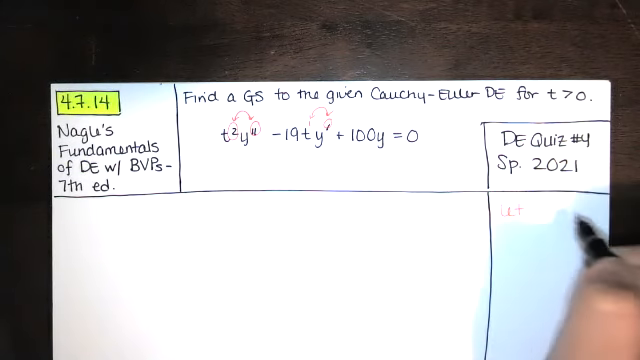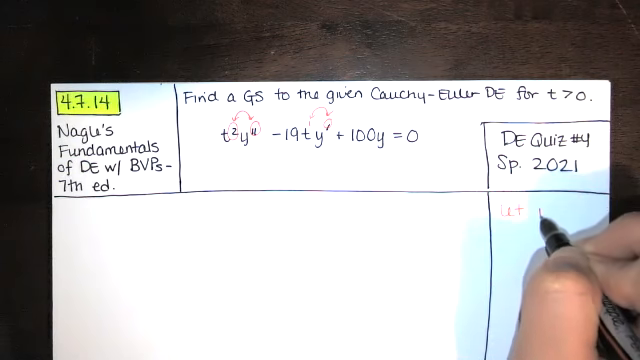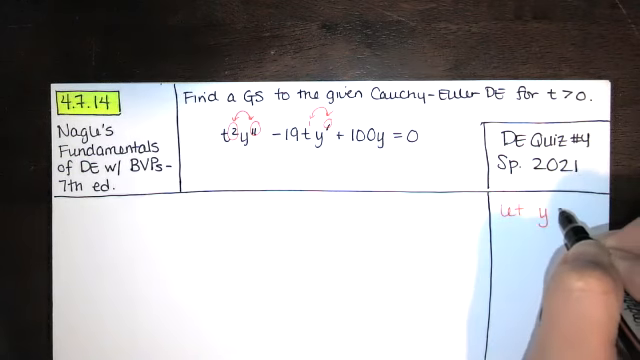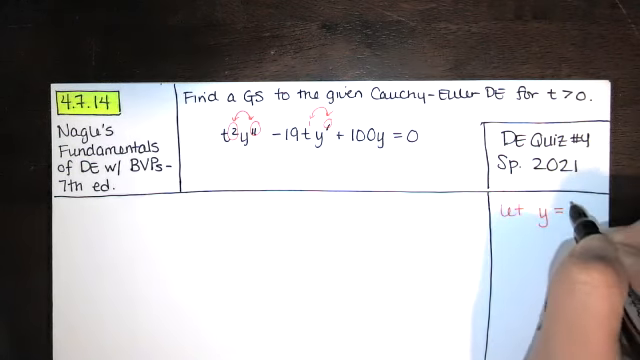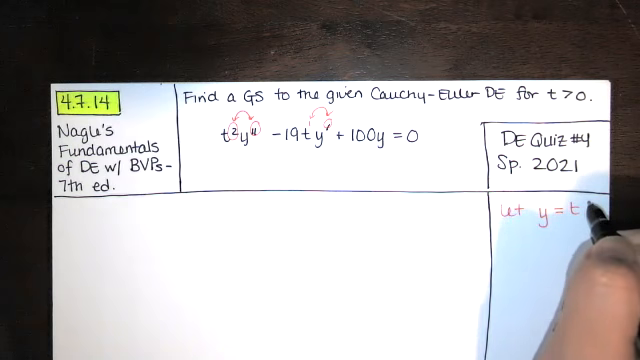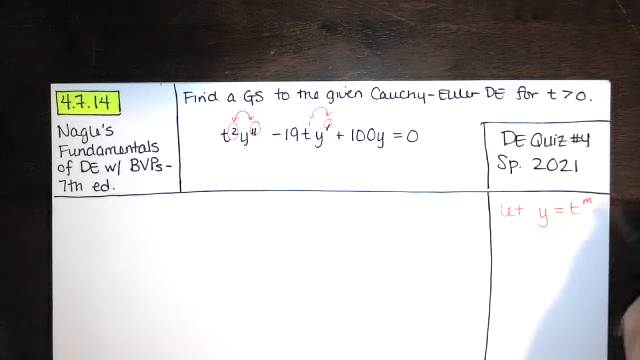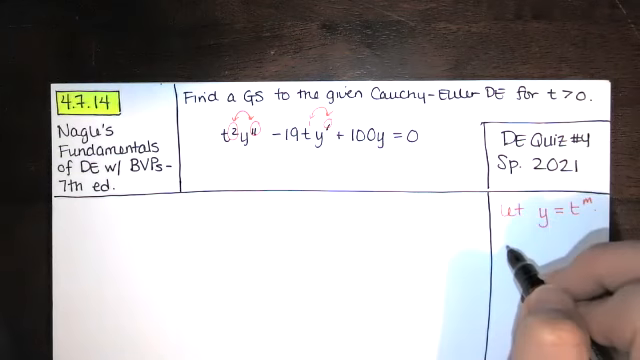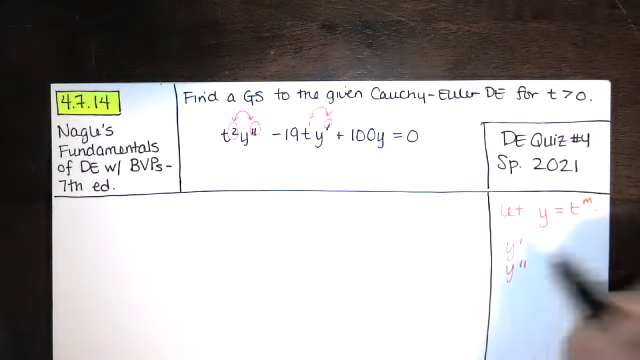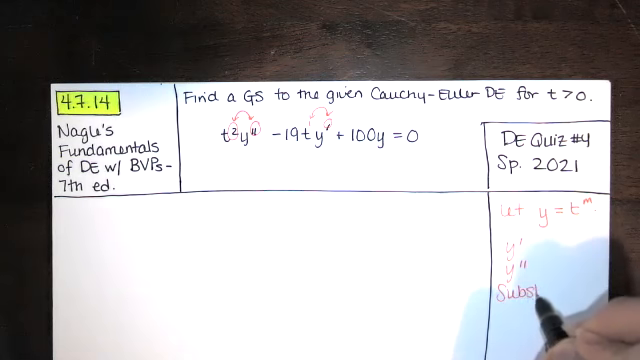So for Cauchy Euler equations, we're going to let our dependent variable, in this case y, equal t, our independent variable, raised to the mth power. And since it's second order, we're going to compute the first and second derivative, and then we will substitute into the differential equation.